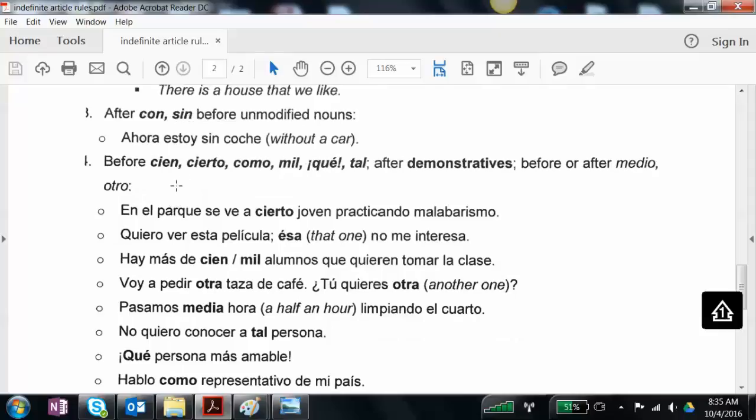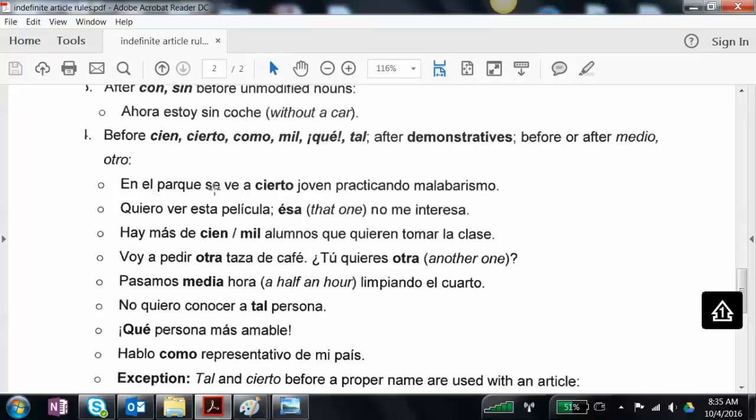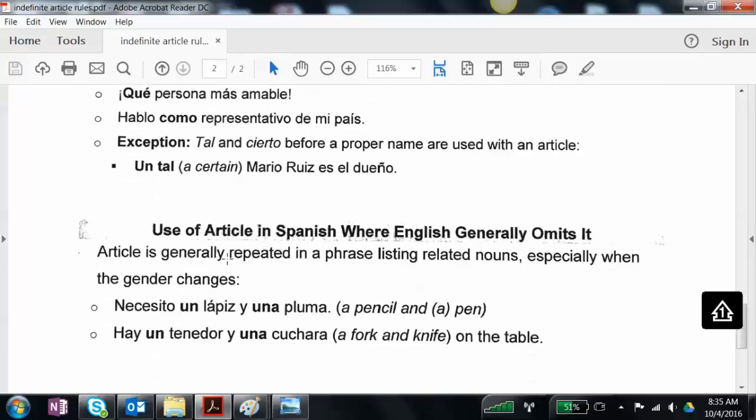Before cien, cierto, como, mil, que, and tal, and after demonstratives, or before or after medio and otro, we leave it out. So, en el parque se ve a cierto joven practicando malabarismo. Quiero ver esta película. Esta no me interesa. Hay más de 100,000 alumnos. And you can go through and see more examples.